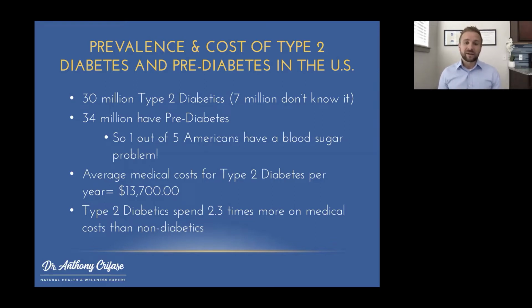Now, the most staggering statistic out of all of them is that the average medical cost for a type 2 diabetic per year is $13,700. Now, if that is not blowing your mind right now, I'm not sure what. And the sad thing is that these people are paying this amount of money every single year, year after year after year, with no resolution in sight.